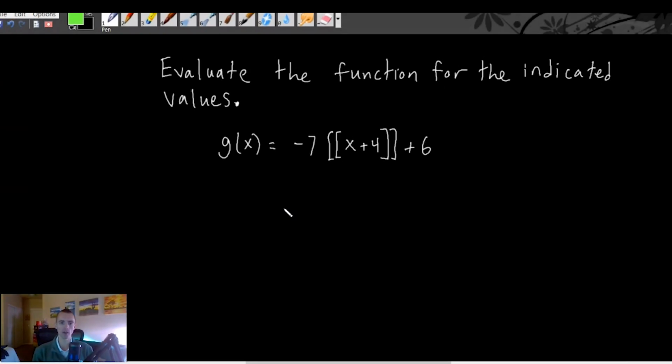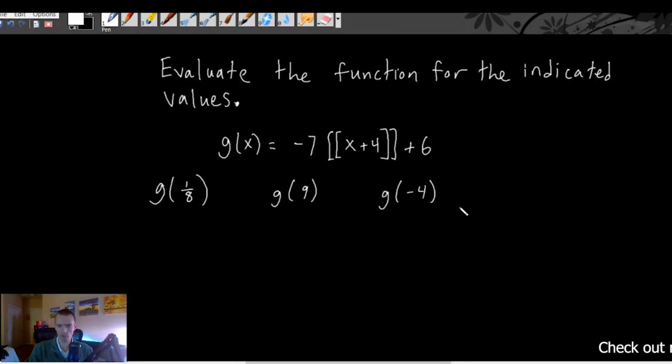We're going to evaluate the function for the indicated values. So we're going to evaluate g of 1/8, g of 9, g of -4, and g of 3/2.